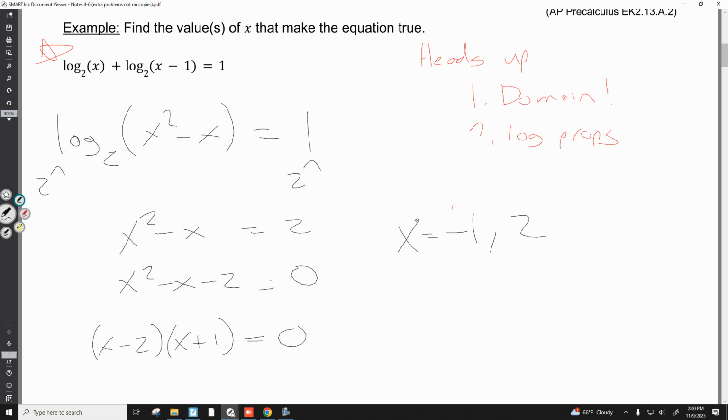Tell your neighbors. No. Which one is bad? -1. The -1 is bad because we're not allowed to plug in a negative into a log. This is called an extraneous solution. What does that mean? It's a fake out. It's something we think solves the equation, but the fact that we're using powers makes it a little bit more complicated than that.